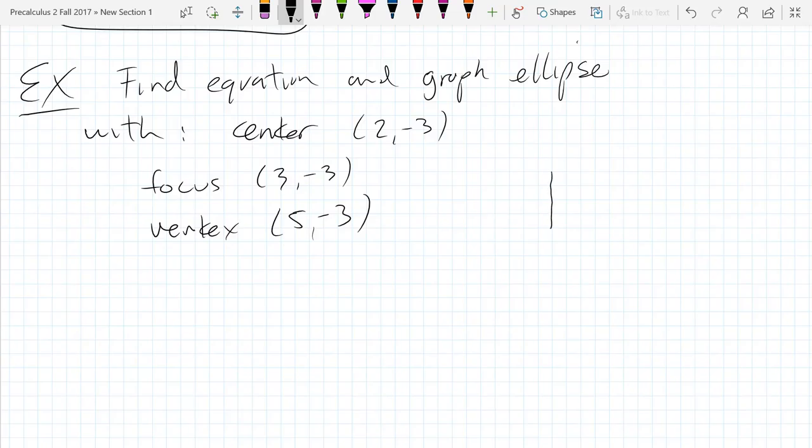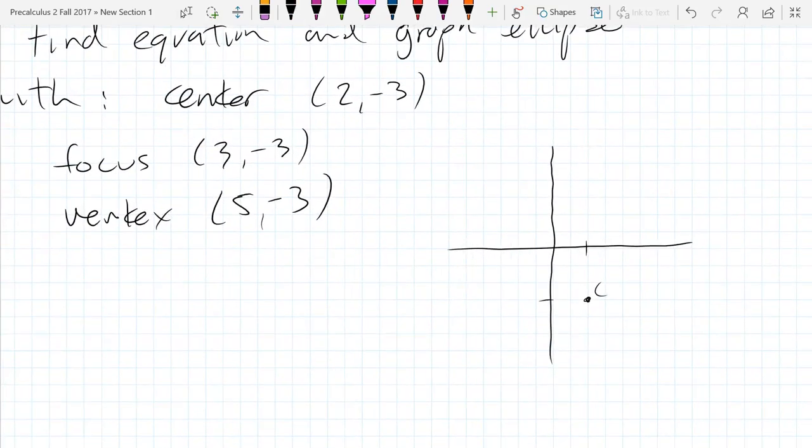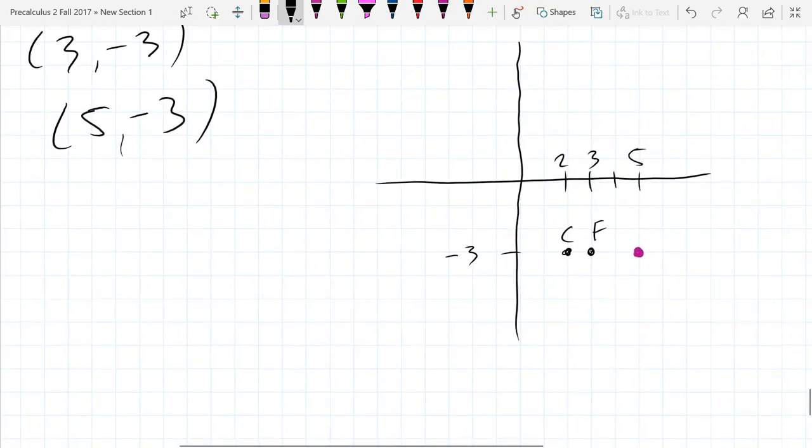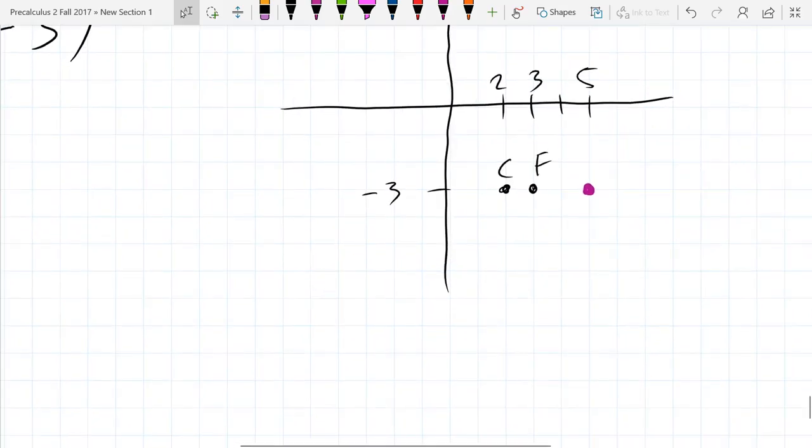So let's graph out all these points. The center is at 2, negative 3. I'll put a C for center. Focus is at 3, negative 3, and a vertex at 5, negative 3. I'll draw that in purple. The center is going to be between the two foci, so that means my other focus is going to be to the left of C by 1 unit.